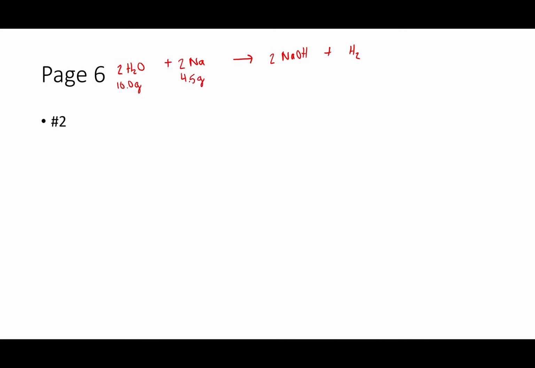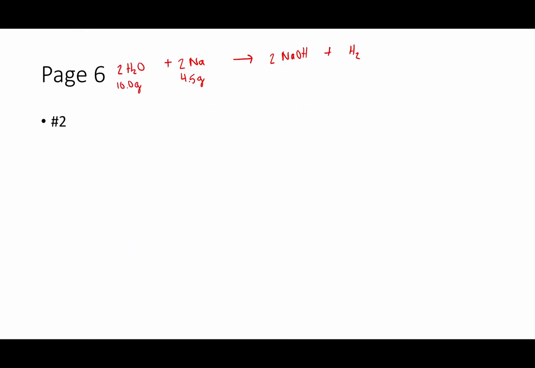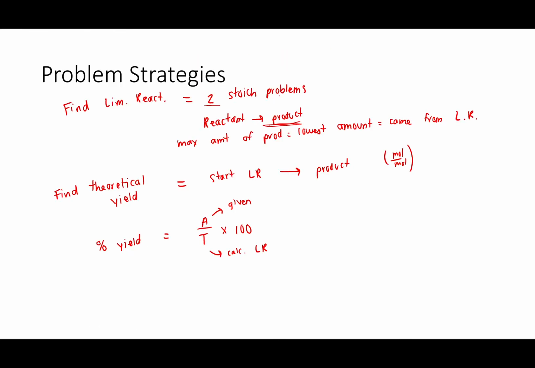So if you like to take the easy way out, you'll say, oh, 4.5 runs out first, it's smaller. Well, that's not technically the case, okay? We have to verify that using our math. So if you need to look back at our notes, when I find the limiting reactant, I do 2 stoichiometry problems from reactant to product, and I'm going to pick the one that gives me the maximum amount of product, which is technically the lower amount, and that came from the limiting reactant.